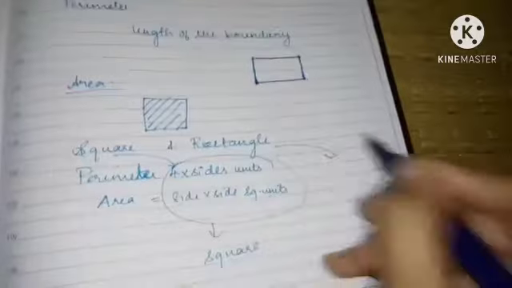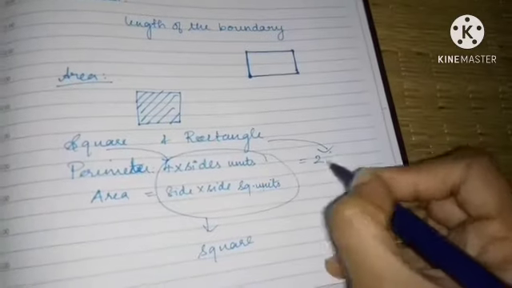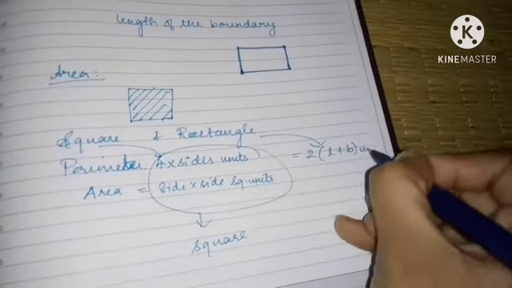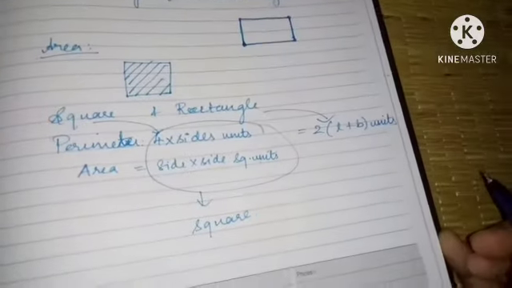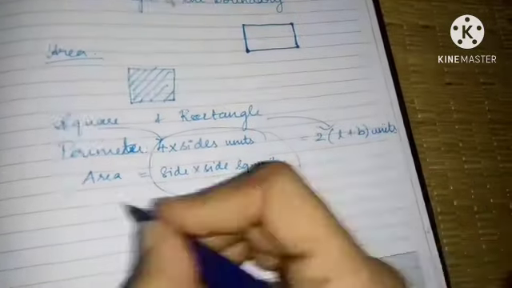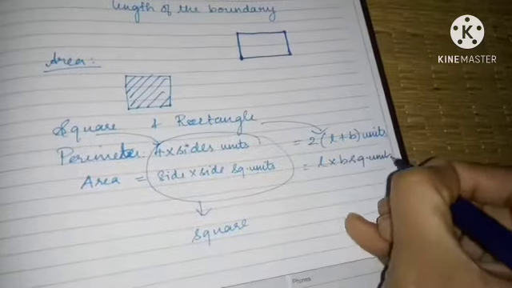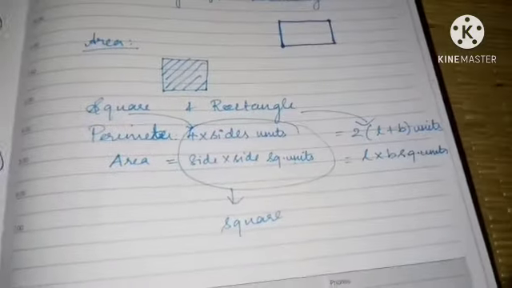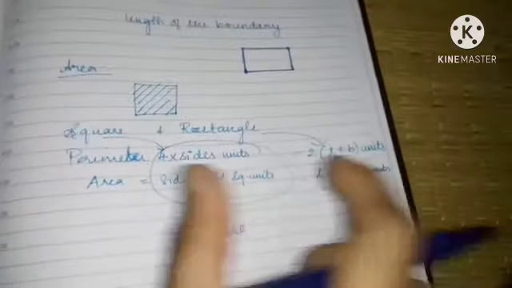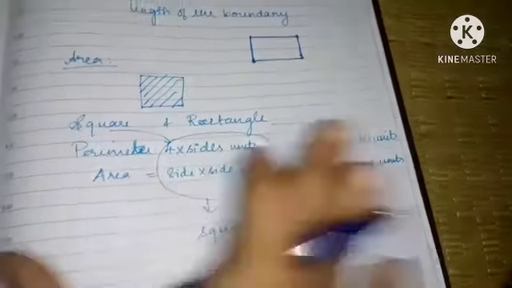Next, for a rectangle, what is the perimeter? 2 into (L plus B) units. Area, L into B square units. So this is your rectangle, this is your square. So these are the formulas.